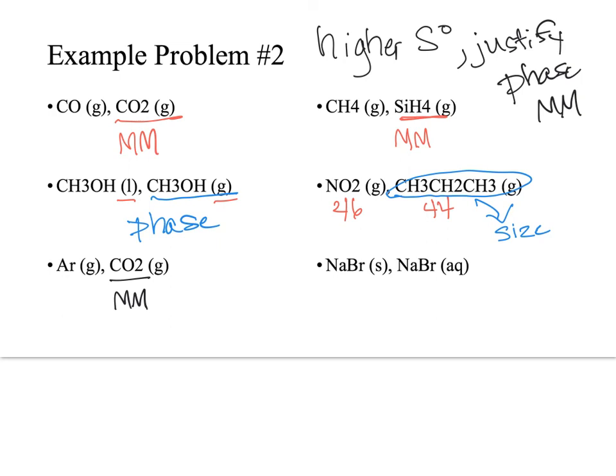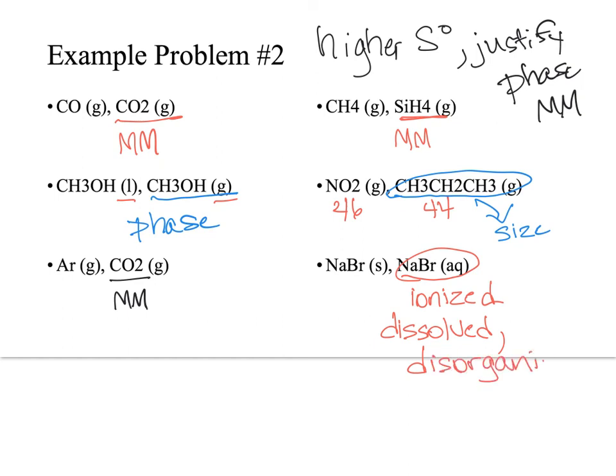And lastly, sodium bromide, solid or aqueous. Aqueous substances are dissolved in water, and so they are ionized and dissolved, disorganized, not in that organized crystal structure. So that one would have the higher entropy.